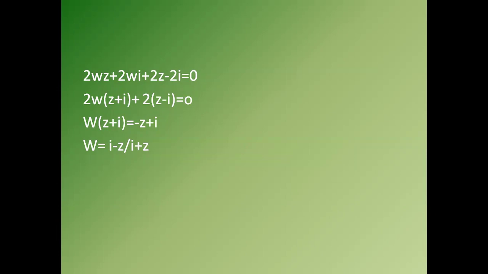So we can cancel the 2 on both sides. So W into (Z plus i) equals minus of (minus Z plus i). So W is equal to (i minus Z) divided by (i plus Z). So this is the value of the function W.